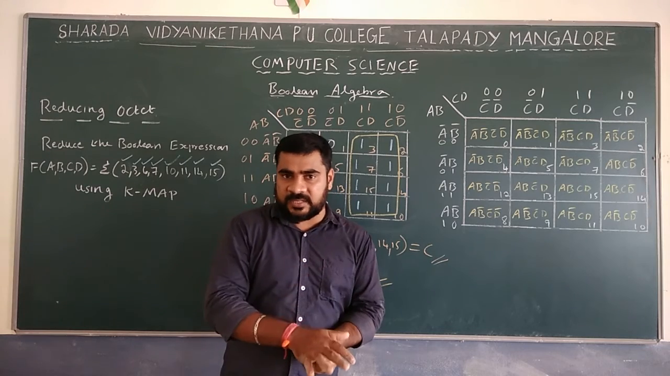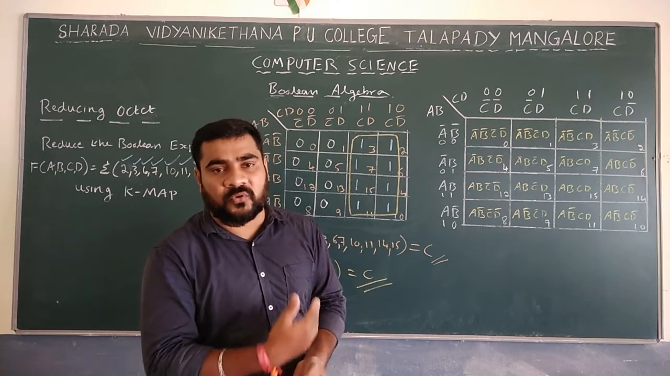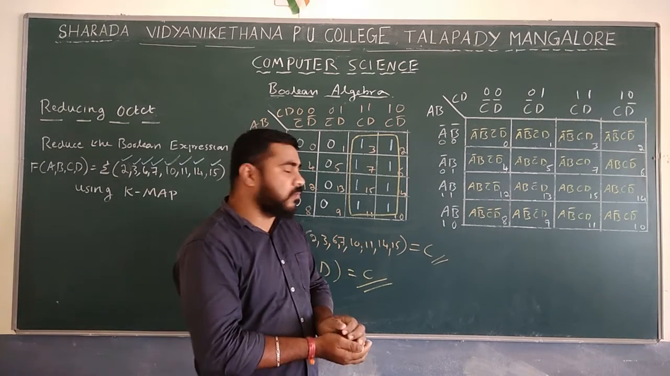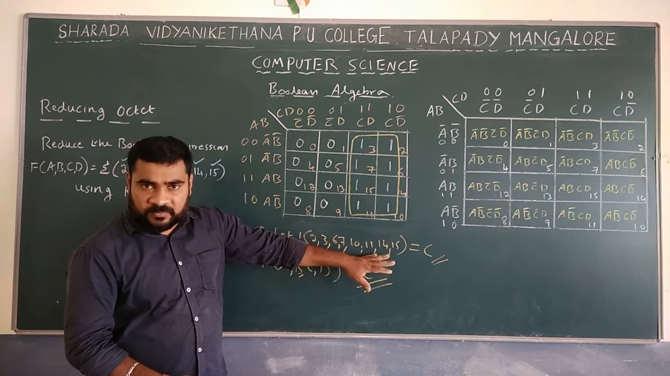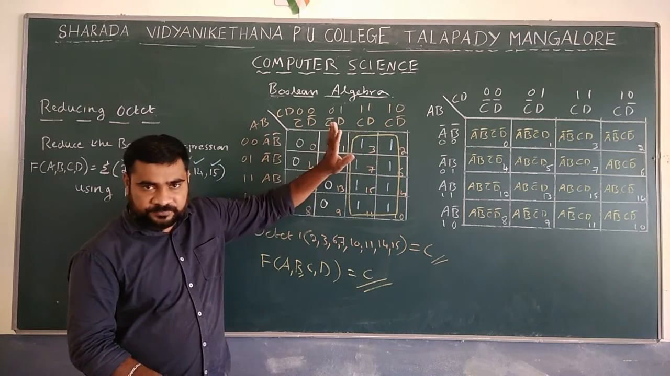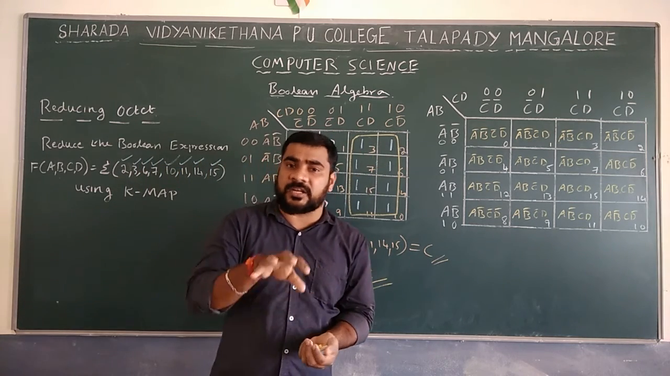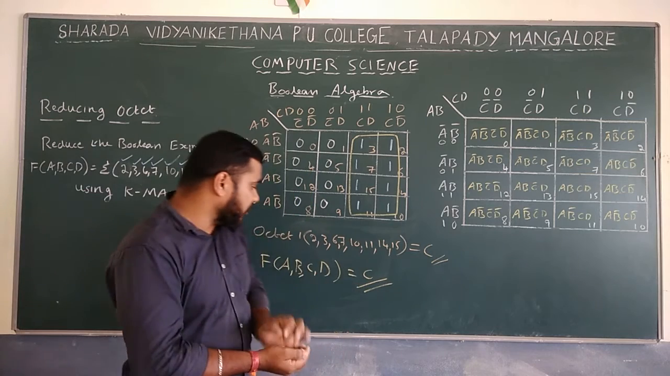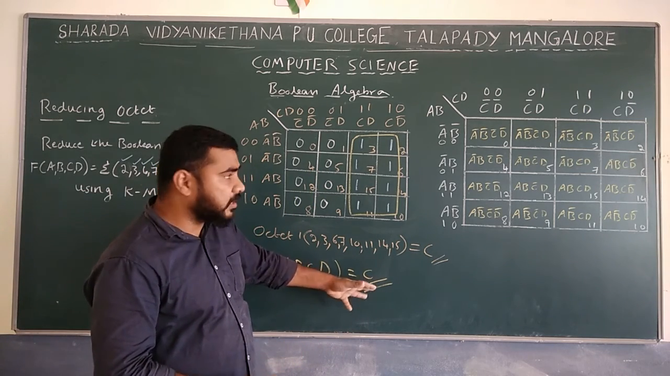After marking 1 and 0, take only the 1s and group them. After grouping the 1s, by seeing the KMap, we can reduce that group. Whichever term is common in that group should be taken and reduced. After reducing, we got only one term, only one variable, that is C.